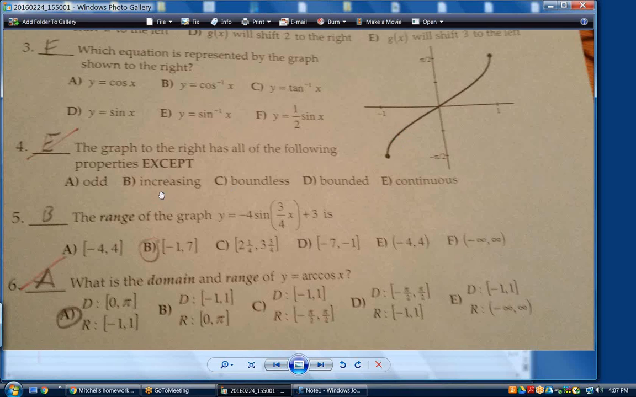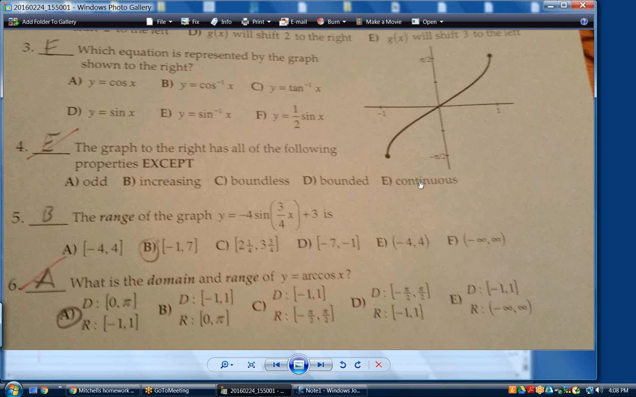Is it increasing? Yeah. Is it boundless? No. Is it bounded? Yeah. In other words, if you knew nothing else, you would know that the answer has to be either C or D, correct? Yeah. It cannot be both boundless and bounded.